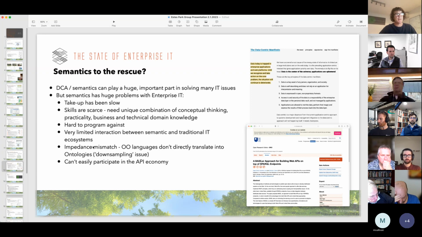Fundamentally, I think it's caused because there's this impedance mismatch issue. Overwhelmingly, we use object orientation in traditional development, and that's what the industry has glommed around. These OO languages don't really directly translate into ontologies. So you get what I call a downsampling issue, where you have high fidelity semantics in the semantic world, and it becomes downsampled and reduced when it works in the OO world. So ultimately, to solve these problems that Gartner's called out, it's very difficult to make the semantic tech stack play in that API economy, at least if you wanted to think about it as a drop-in replacement.